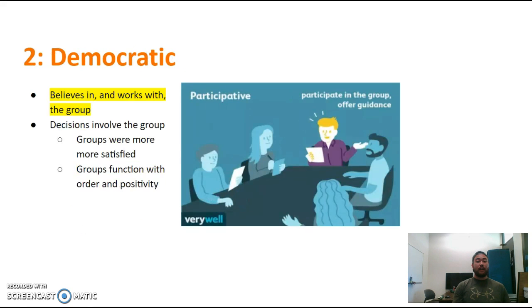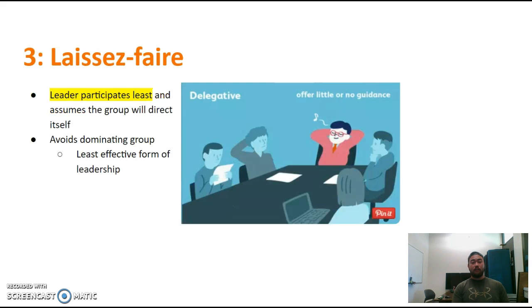Democratic. So democratic leaders will offer guidance, believe in, and work with the group, and those major group decisions will often involve the entire group. So research has found that groups were more satisfied and functioned with more order and positivity underneath guidance of democratic leaders. Laissez-faire. So these are also known as delegative leaders who will participate least and assume that the group will then direct itself. They often avoid dominating the group and is, to what I feel, the least effective form of leadership.